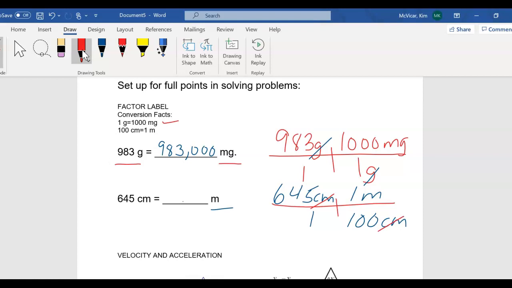645 times 1 is 645. 1 times 100 is 100. 645 divided by 100 is 6.45 meters. Okay, next two problems.